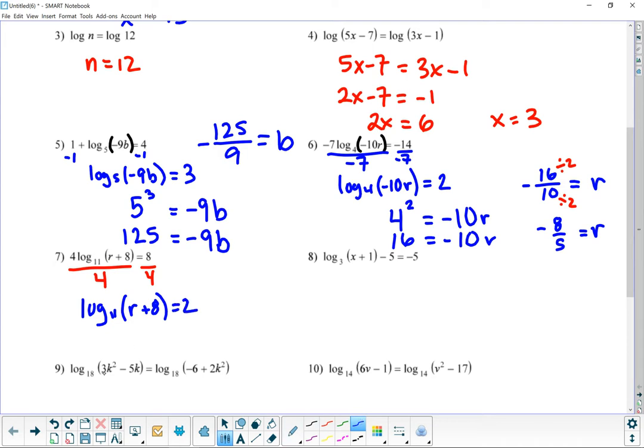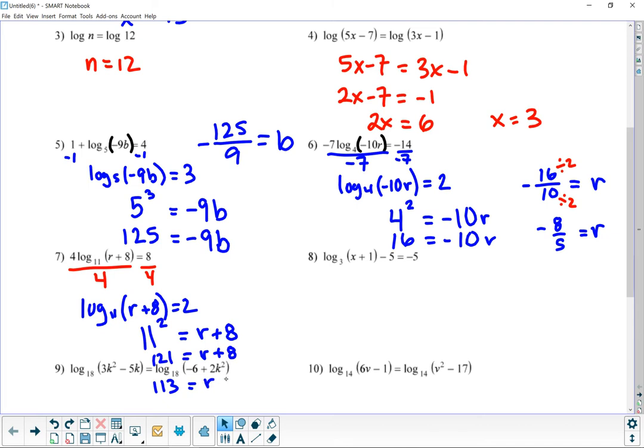And you go ahead and rewrite this as 11 to the second power equals r plus 8. You're gonna work out what 11 squared is. That's gonna be 121 equals r plus 8. And then you're just gonna go ahead and get rid of the 8 by subtracting the 8 from both sides. So you get r equals, and 121 minus 8 gives you 113. Right? So final answer, r equals 113.